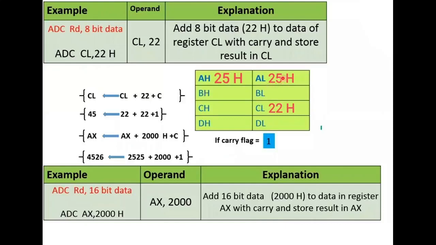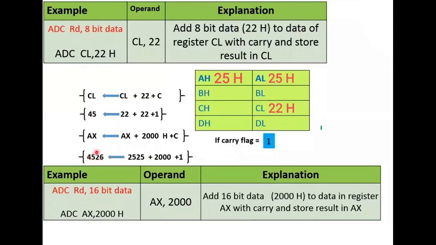2525, that is, we know very well AX means combination of AH and AL. AH is having 25, AL is having 25. So combine 2525, then AX is having the 16 bit value 2525. Then this 2525 I am going to add with 2000 along with carry flag status 1. Then the result will be 4526. Here I got 45, here I am getting 4526.